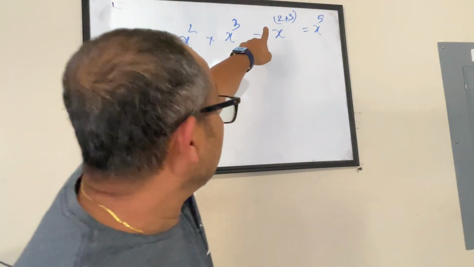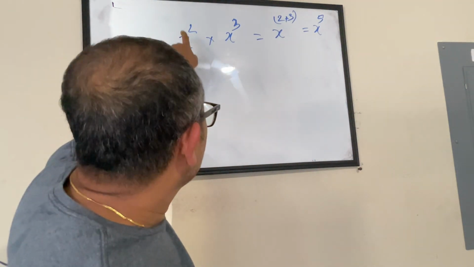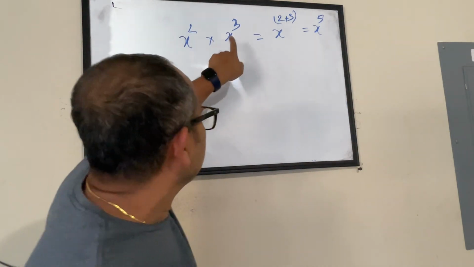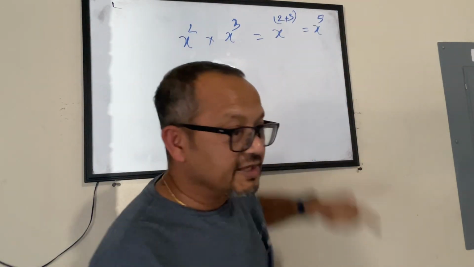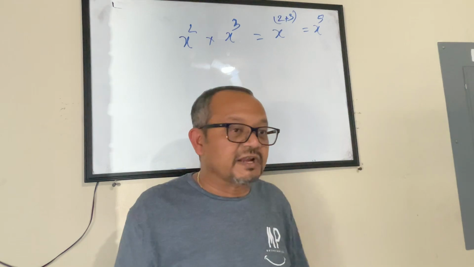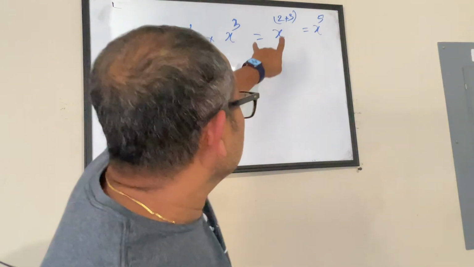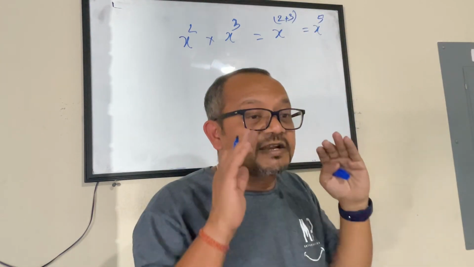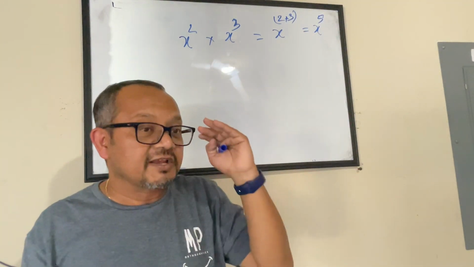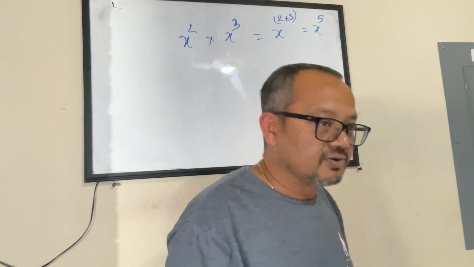So when you say x to the power 2 multiplied by x to the power 3 equals x to the power 2 plus 3, whether 2 plus 3 is 5 or 7, I don't care. As long as you say x to the power 2 plus 3, I get convinced that you are careful about the process part of it. Okay?